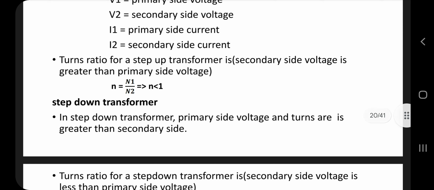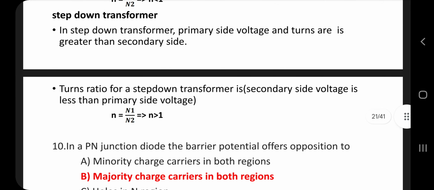Turns ratio for a step-up transformer, that is, secondary side voltage is greater than the primary side voltage. N equal to N1 by N2. Here N1 is a lesser value and N2 is a greater value. Therefore, N is less than 1. What is a step-down transformer? In a step-down transformer, the primary side voltage and turns are greater than the secondary side. Therefore, the turns ratio for a step-down transformer is N greater than 1. That is, N1 is greater than N2.